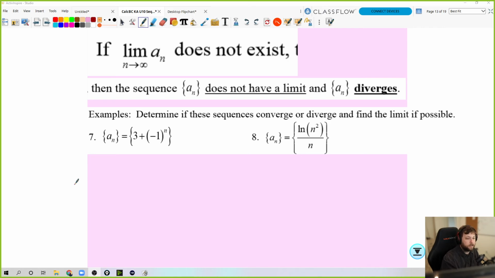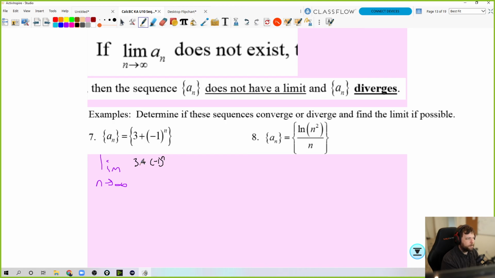So you might look at this and go, well, I don't know. You can write out the pattern. It's 3 plus negative 1 to the n power. But you know what you do? You just have to do the limits. The limit as n goes to infinity of 3 plus (-1) to the n. Well, what's going to happen here?